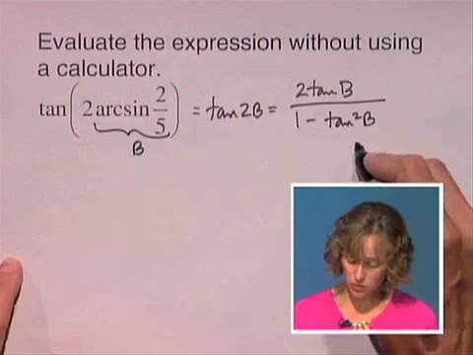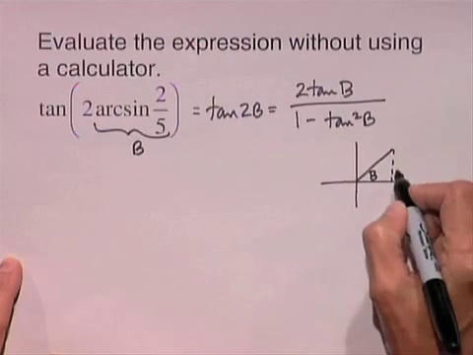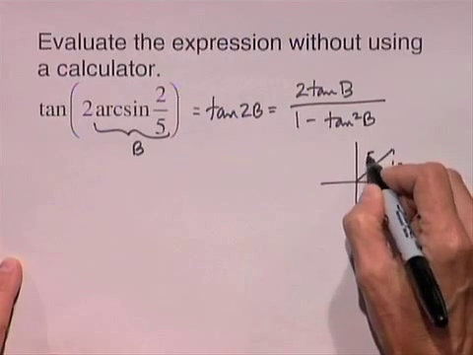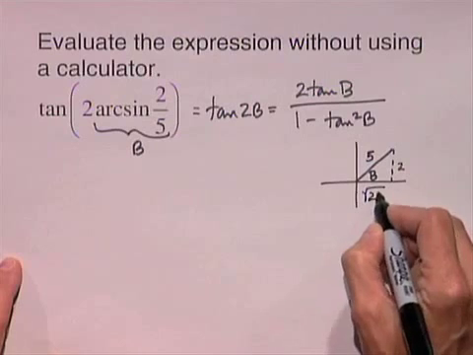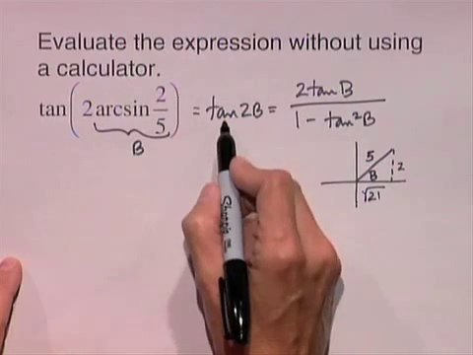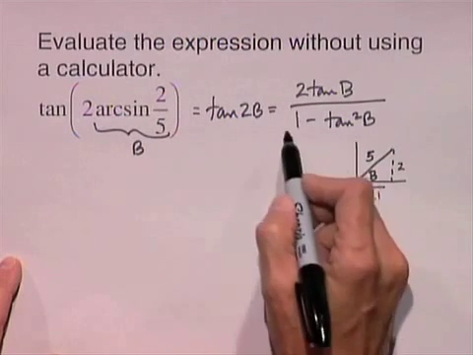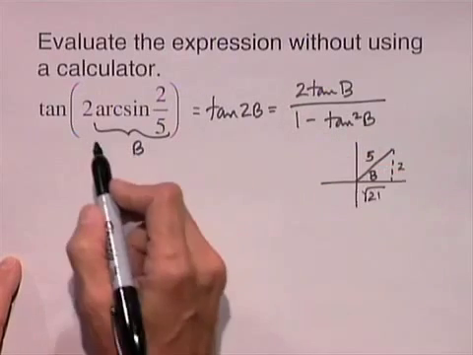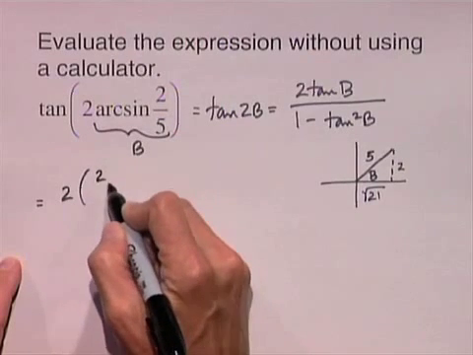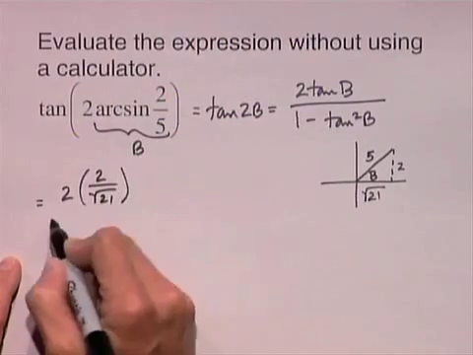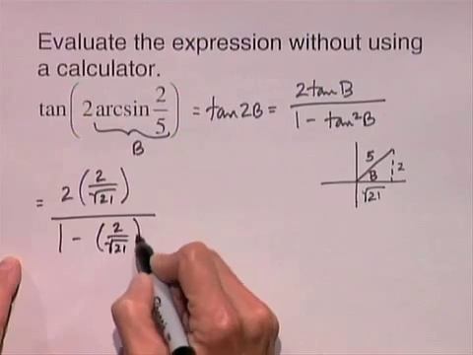Now that's positive, so I'm going to sketch an angle B in quadrant 1 and label sides so that the opposite over the hypotenuse is 2 over 5. Now using the Pythagorean theorem, this side comes out square root 21, and what I'm going to need to use is the tangent of that angle, which will be the opposite over the adjacent. So I'm ready to fill values into this identity to come up with 2 times the tangent of B, which is 2 over the square root of 21, over 1 minus the tangent of B, all squared.